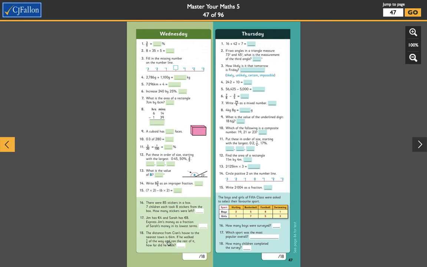Distance from Keen's house to the nearest town is this. If he walked 1/4 of the way and ran the rest, how far did he walk? So he walked 1/4 of the way, so you're finding 1/4 of the 6 kilometres.